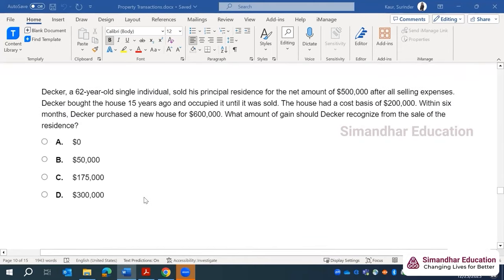Let's look at question number 2. Decker, a 62 years old individual, sold his principal residence for the net amount of $500,000 after all selling expenses. Decker bought this house 15 years ago and occupied it until it was sold. The house had a cost of $200,000. Within 6 months, Decker purchased a new house for $600,000. What amount of gain should Decker recognize from the sale of the residence?